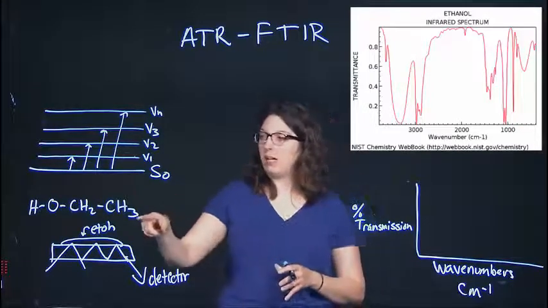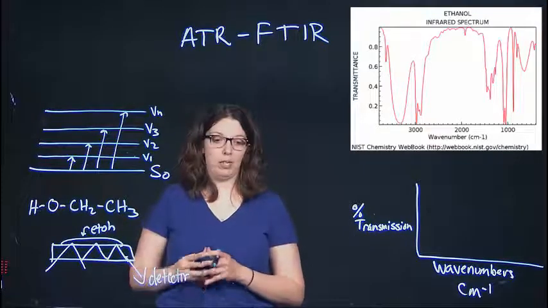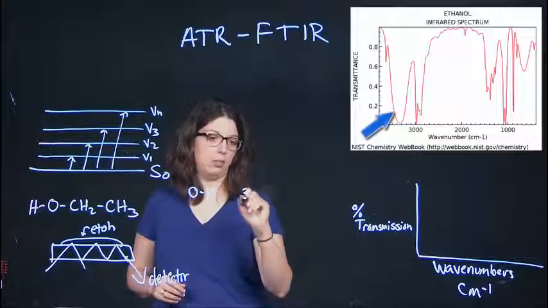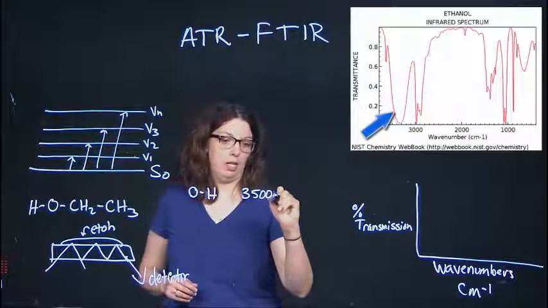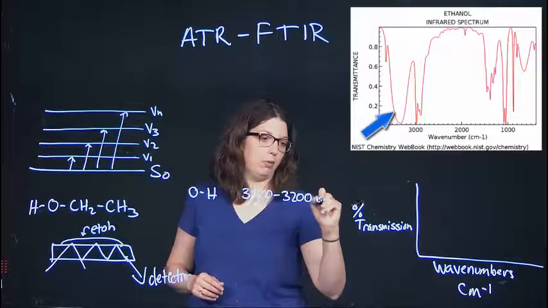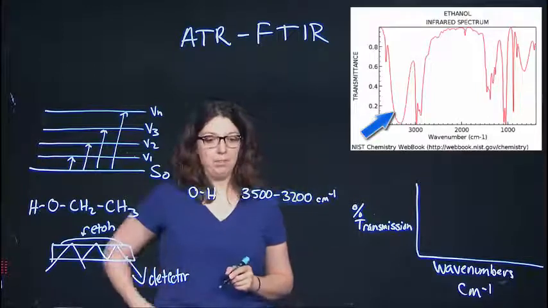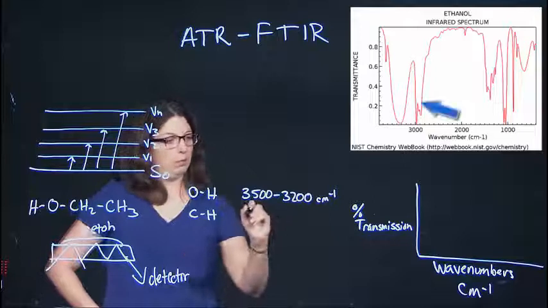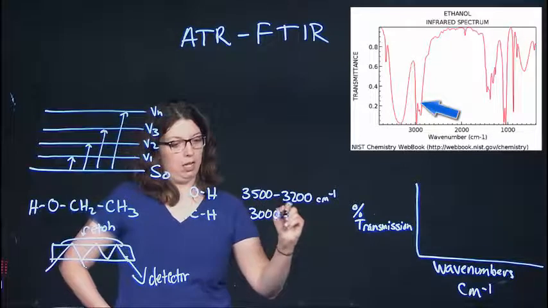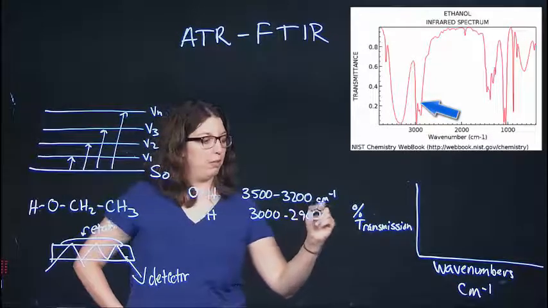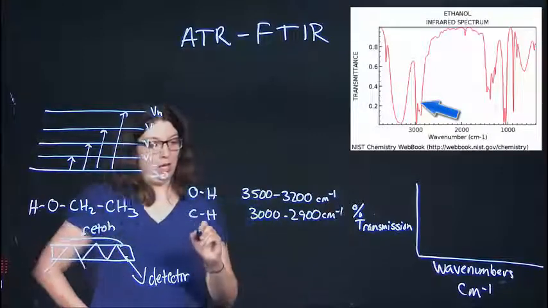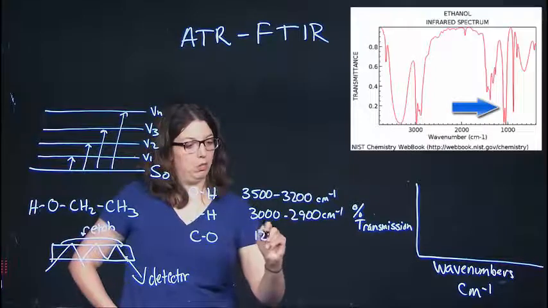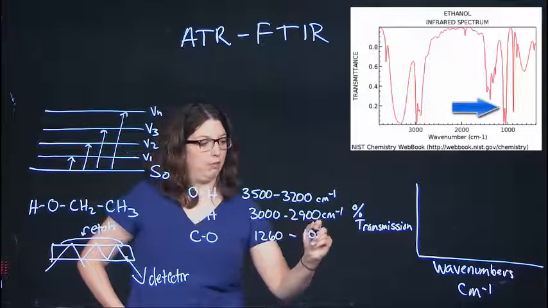But let's go back to our ethanol. So we're going to have an OH stretch, and this is going to occur somewhere between 3,500 and 3,200 wave numbers. Okay. We're going to have a CH stretch, and this is between 3,000 and 2,900 wave numbers. And we're going to have CO stretches, and this is between 1,260 and 1,050 wave numbers.